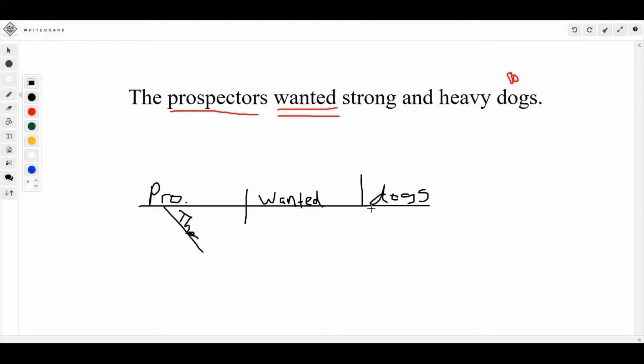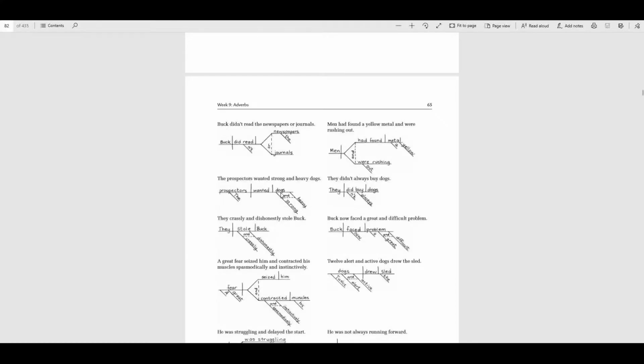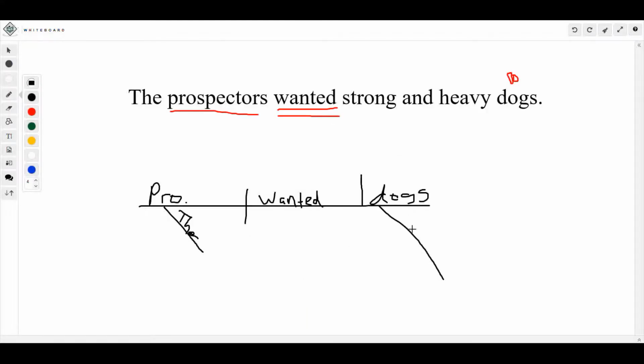Okay, now strong and heavy. Let's see how they did that. Oh, yeah, okay, they conjoined them this way. I've seen that done before. I've never done it that way. Okay, so we have strong, and then heavy. And since these are compound adjectives, they put their conjunction right there, conjoining those. So I guess you just put it wherever your conjunction is joining, between there. Okay?